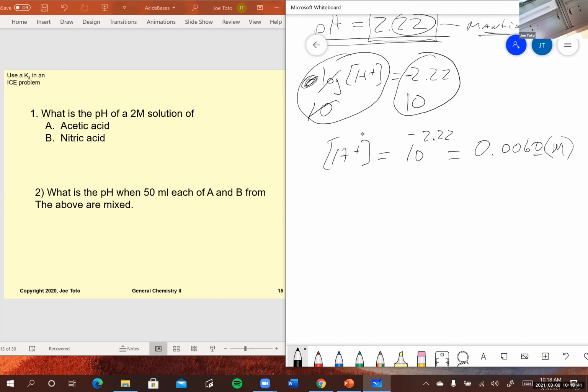It's kind of like, well, it's what I said. So if there's no questions on that, then we're good with the acetic acid. We have its pH. All right, how about nitric acid, B? How are we going to find that?